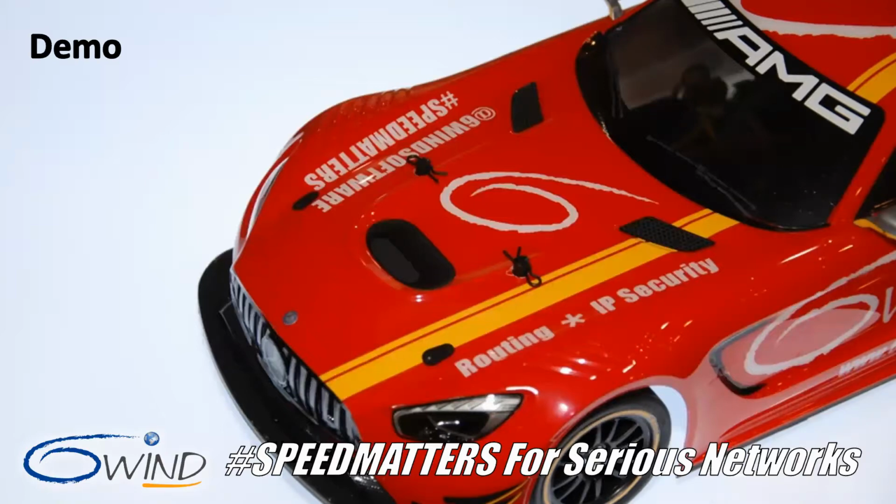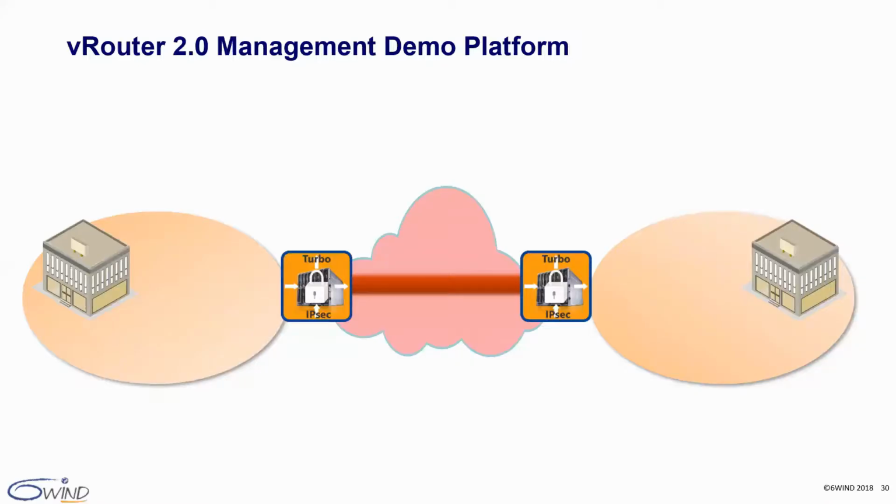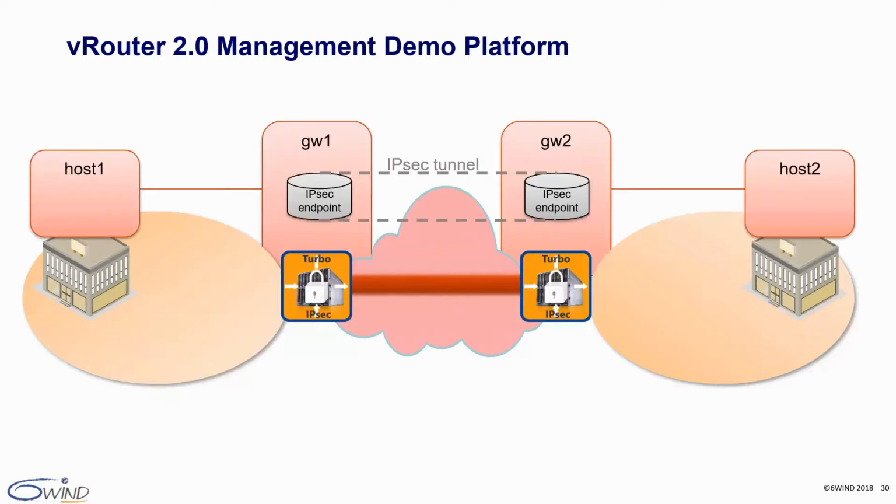Let's now switch to a simple demo illustrating these topics. This demo consists in a simple site-to-site VPN interconnect use case. We will generate traffic from a host on the first site through a security gateway named GW1. The traffic will be encrypted using IPsec and sent to the security gateway of the second site named GW2 to be decrypted and reach the destination host.